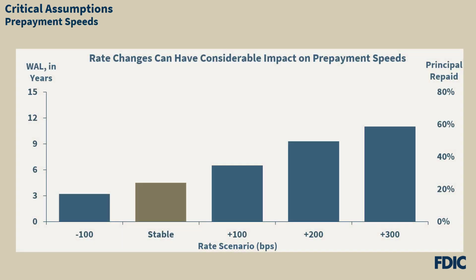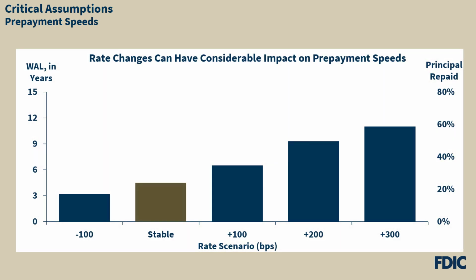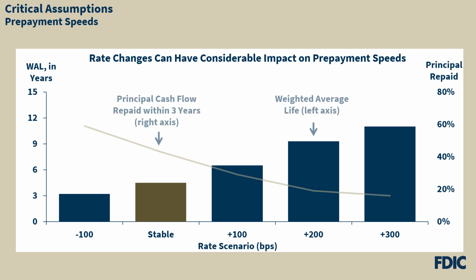The last critical assumption we will discuss is estimated prepayments on loans and securities, particularly mortgage-related assets. Prepayment speed assumptions impact the average life of a mortgage pool and the timing of cash flows, which are key to income simulation and EVE modeling. In a negative 100 basis points movement, borrowers are more likely to refinance and prepayment speeds are higher than the stable scenario. As such, the weighted average life is shorter.